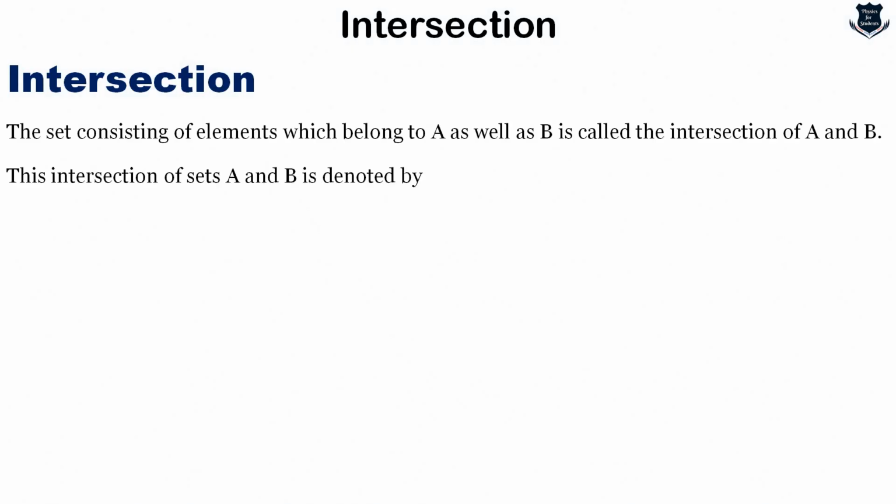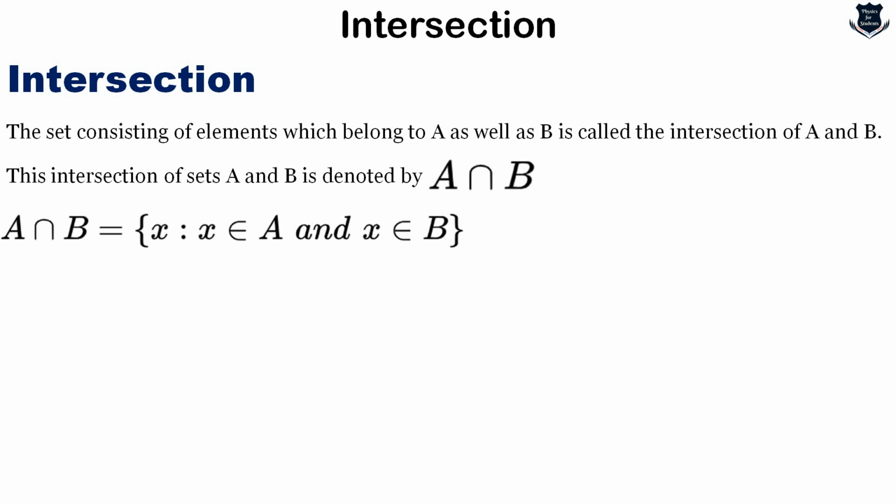Okay, once we are done with union, obviously the second thing which comes is some kind of subtraction. It is called an intersection. So what is an intersection? The set consisting of elements which belong to set A as well as B is called the intersection of A and B, and it is denoted by ∩. It is just the opposite of ∪. Let us take an example. This is again in set builder format: x is an element of A and x is an element of B.